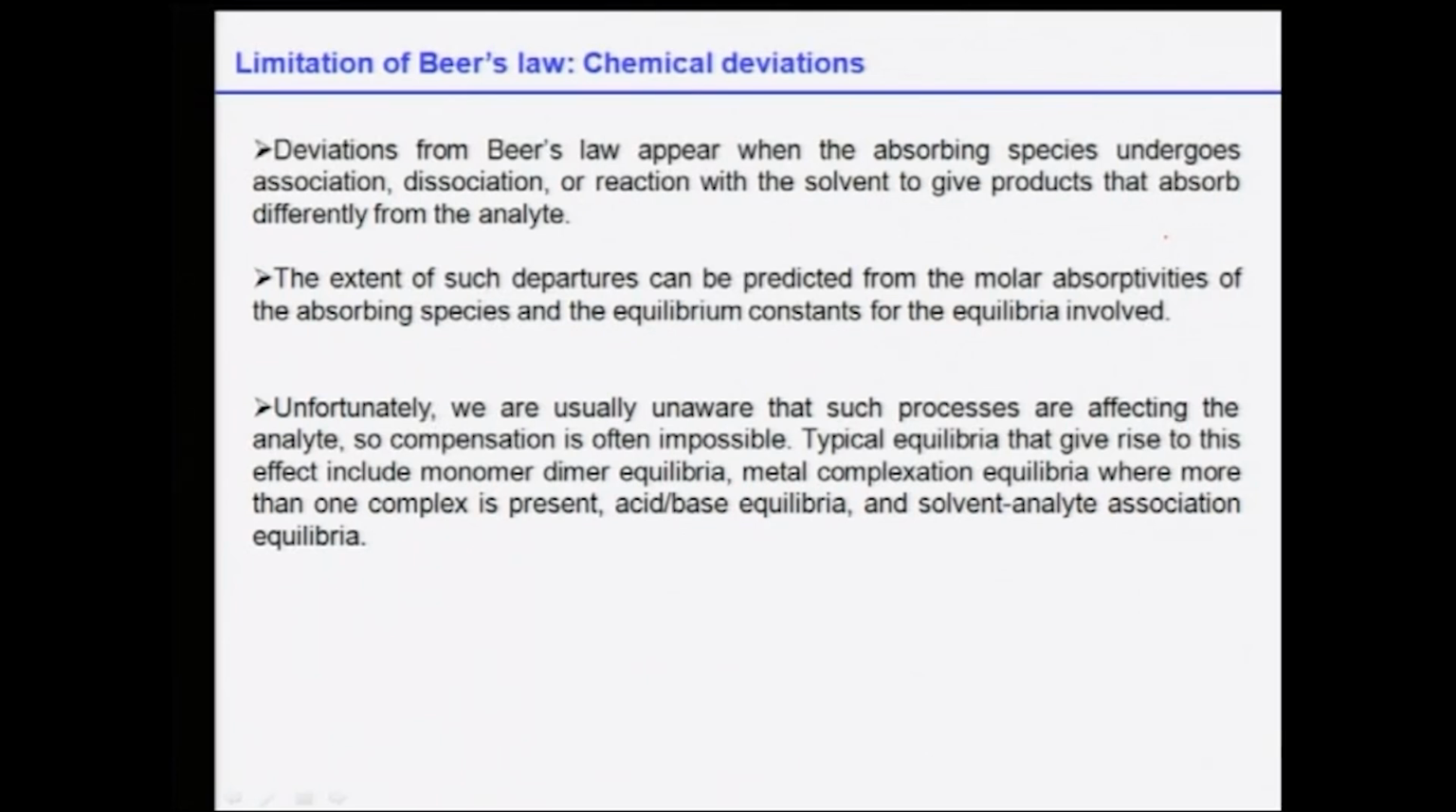Typical equilibria that give rise to this are monomer to dimer in polymers, metal complexations, or when more than one complex is present, acid-base equilibria, and solvent-analyte association equilibria. So, these are the things you should remember which can give rise to chemical deviations.